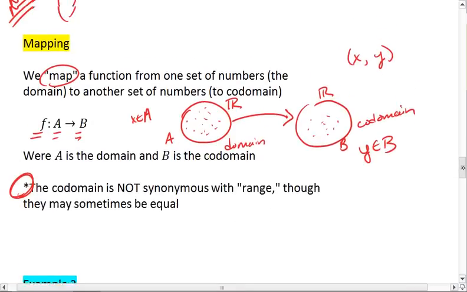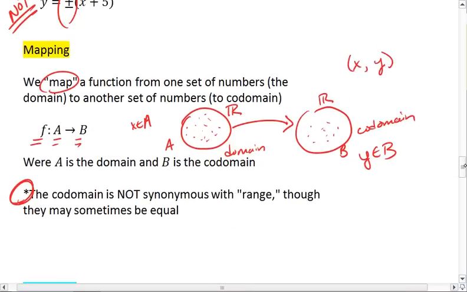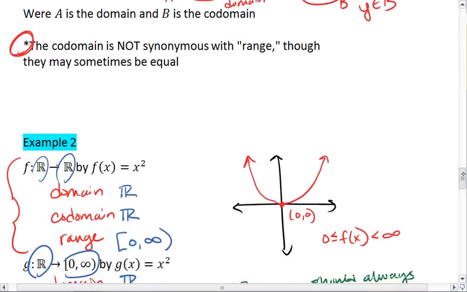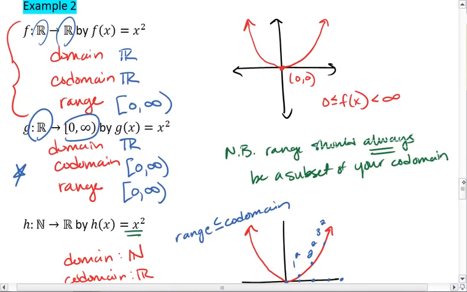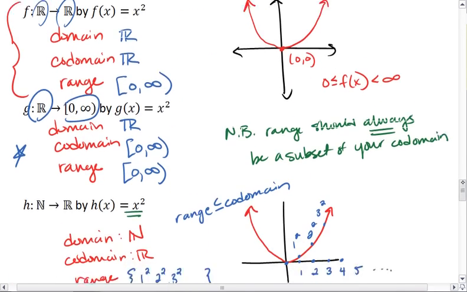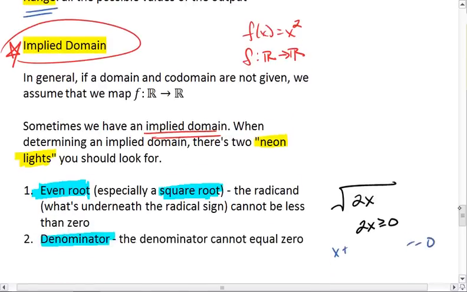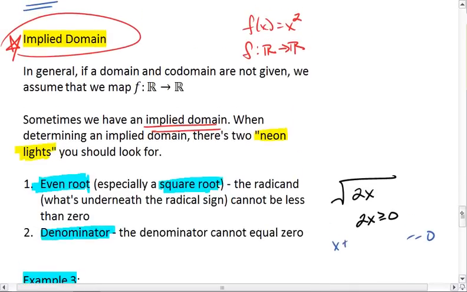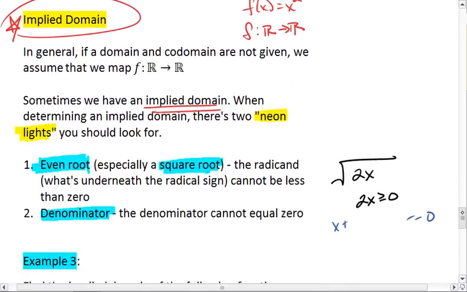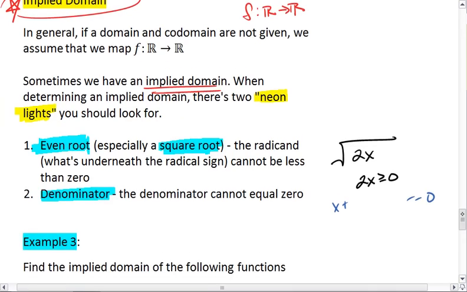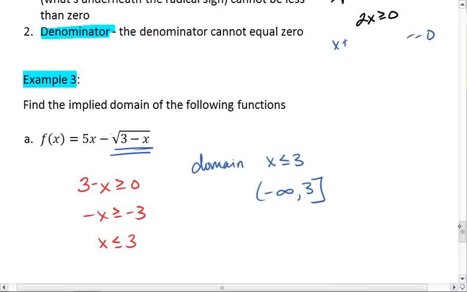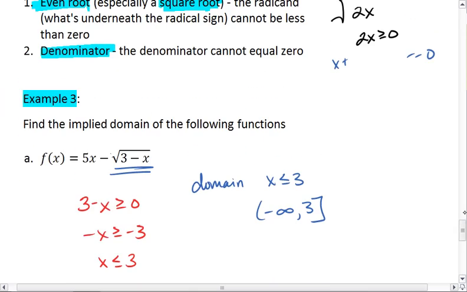And then finally, we talked about mapping, in particular domain, codomain, and range, and how to pull out the domain, codomain, and range from problems. And as a subtopic, we talked about the implied domain and the importance of looking for those even roots and the denominators. Review these notes if you need to. If not, you're more than welcome to go on to the next section, which discusses linear and quadratic functions.